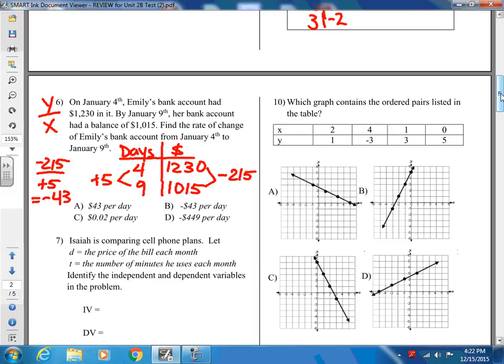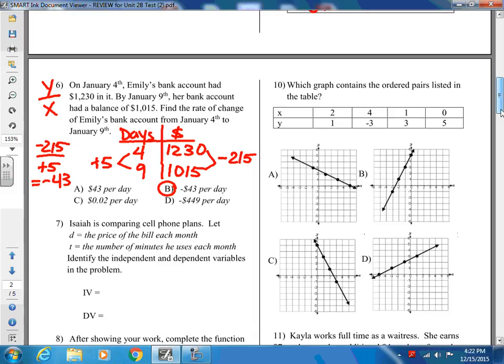And then you've got to remember that you've got to have words behind them. And because it's money in days, it's negative $43 per day. In other words, she's losing money every day between January 4th and the 9th. So it must be meaning that she's spending it. For number 7, you're identifying independent and dependent variables.